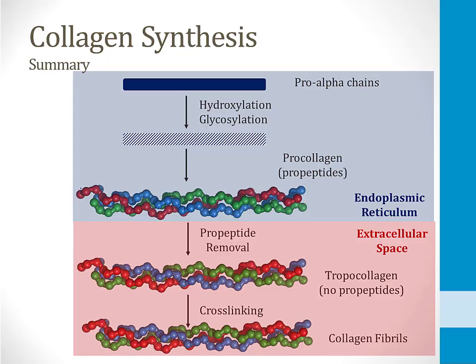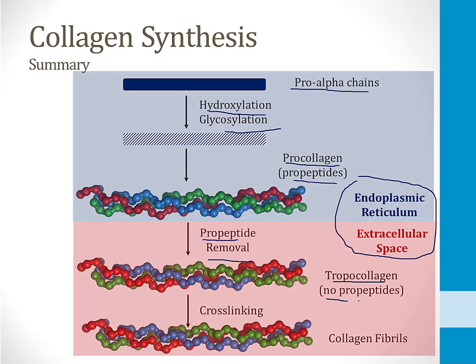So here's a summary slide to help you remember how this whole process works. Most of the action takes place in the endoplasmic reticulum or the extracellular space. Pro-alpha chains are found in the lumen of the endoplasmic reticulum. They undergo hydroxylation and glycosylation. They then link together in a triple helix to be called procollagen with propeptides on both ends. These molecules are excreted by the cell and the propeptides are removed. The structure is then called tropocollagen, which has no propeptides. This then undergoes cross-linking and forms collagen fibrils.